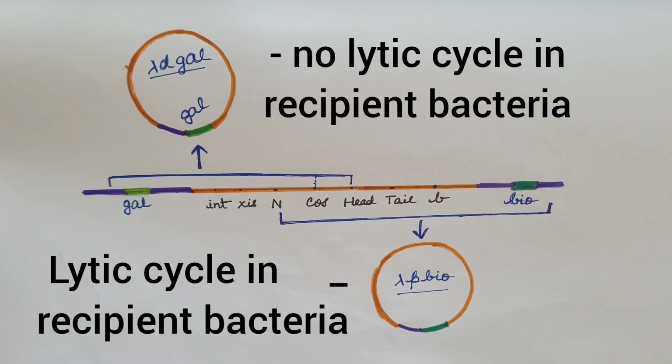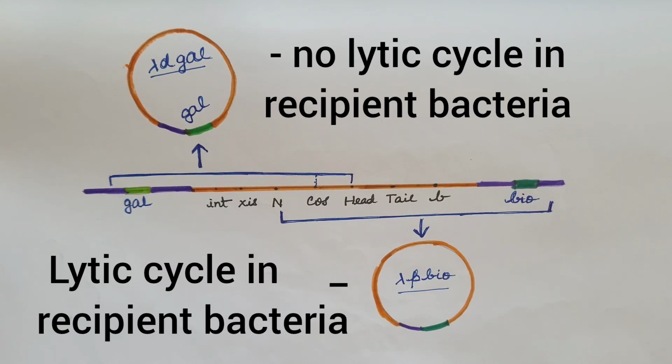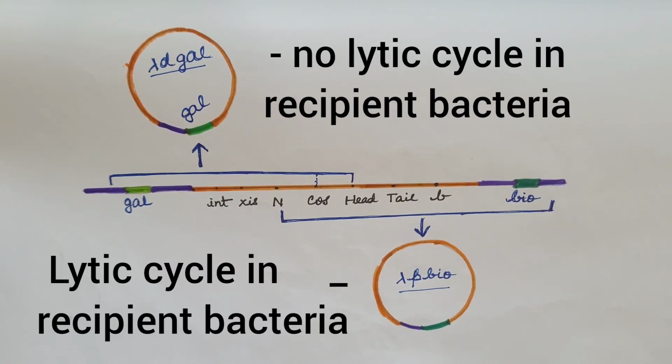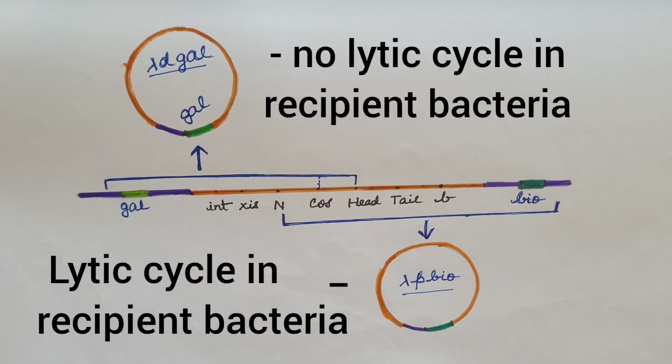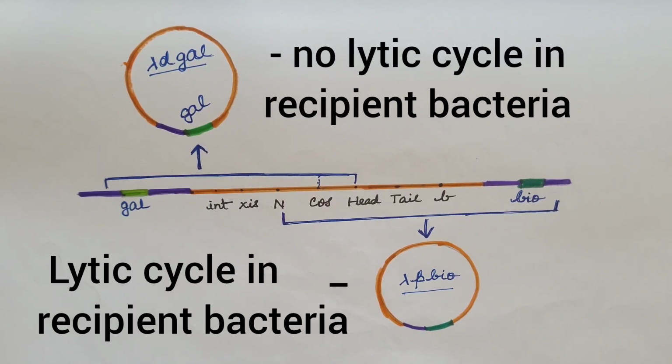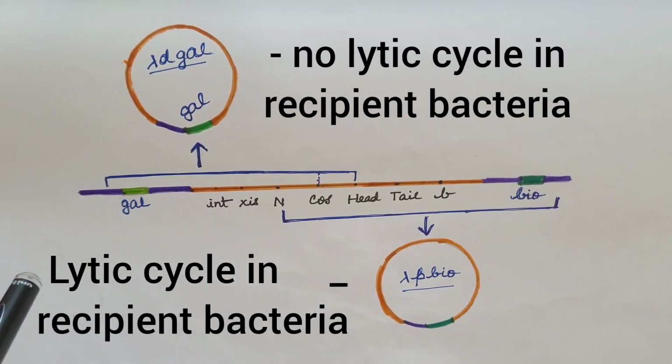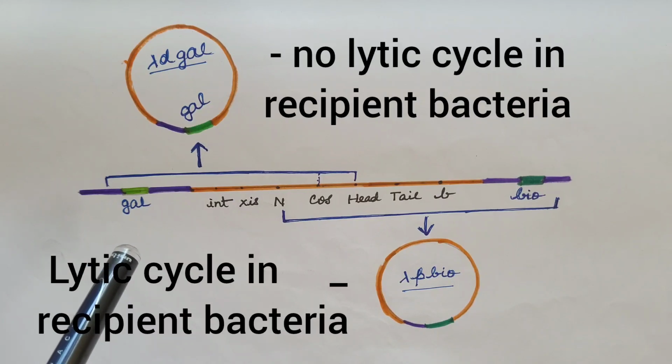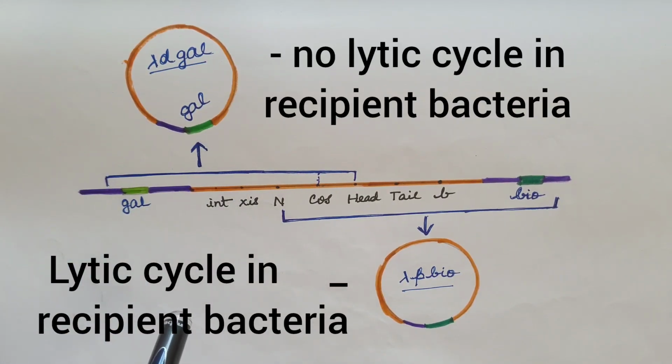Now let us understand these rare recombinants with the help of the diagram. So transducing particles, as we have seen, are formed when the imprecise or incorrect excision of the prophage or phage lambda DNA takes place. And since it occurs rarely, the recombinants that are produced are known as rare recombinants. There are two types of rare recombinants.